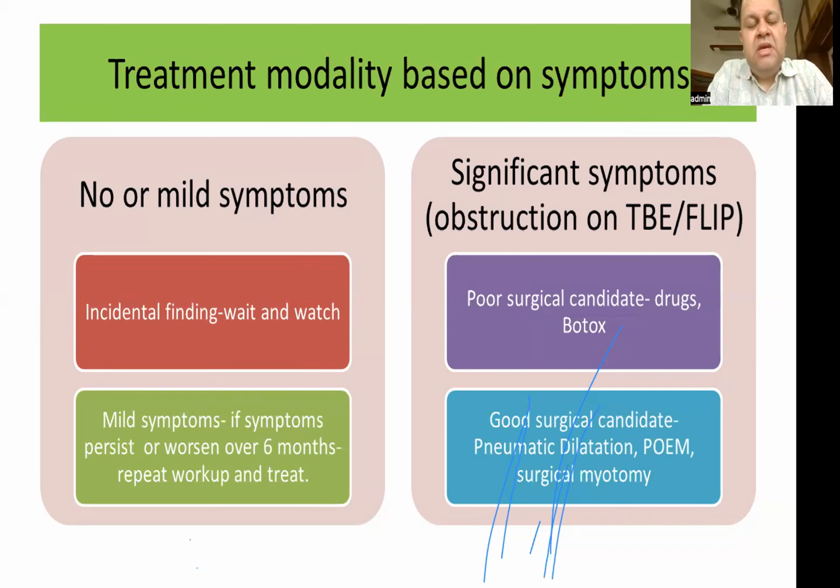Some of the patients evolve into classical achalasia cardia, and then they can be managed according to the dictum of achalasia cardia. Next, if patients have significant symptoms and well-demonstrated obstruction on timed barium esophagogram or FLIP, and they are poor surgical candidates, we can treat them with drugs or Botox injection, which has a good clinical response. In good surgical candidates, we can go ahead with pneumatic dilatation, POEM, and surgical myotomy.